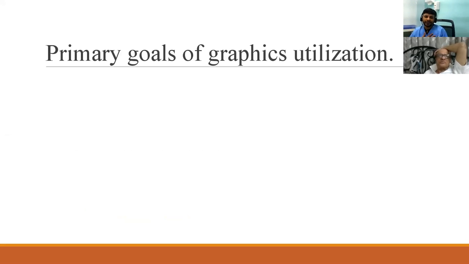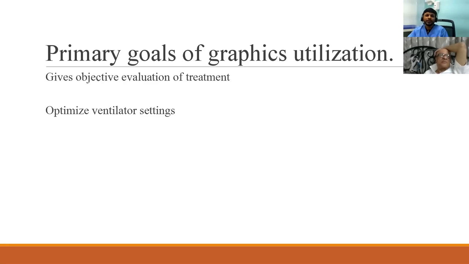So when we are using graphics, what are the primary goals, or the primary things that we look at for its utilization? One, it gives us an objective evaluation of a treatment. Say, when I talk to you about certain loops, we know that the baby's lung compliance has been terribly low, and then with a particular treatment such as surfactant administration, the compliance improved. So such objective evaluation is right in front of our eyes. It can also help us optimize ventilator settings. There are certain ventilator parameters that we set when we begin, but then, looking at how the baby is behaving, we can always change those ventilator parameters based on these graphics.